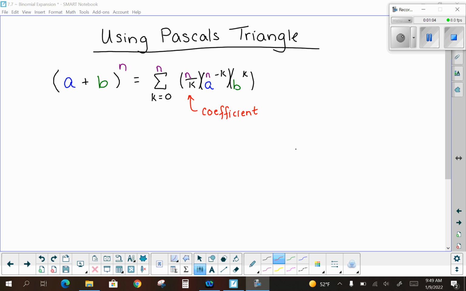Okay, so I know this equation looks very complicated, but in reality, all that's happening is we are going to have a coefficient in our answer. This is the n over k thing. I'll explain k in a moment. So we'll have a coefficient, and then we'll have an a term and a b term. And then we multiply those three together to get the term that we're looking for.